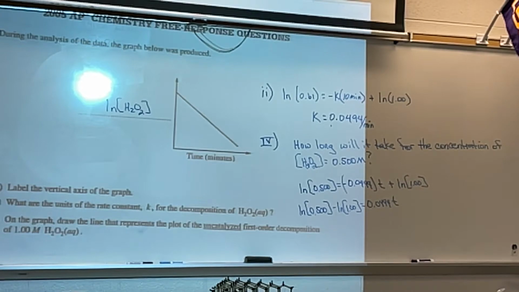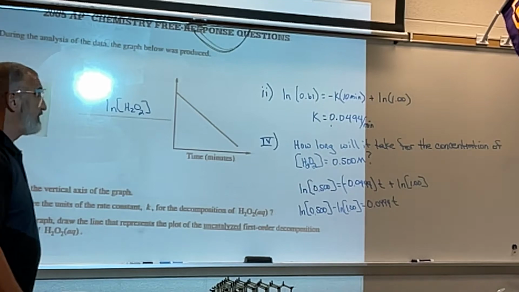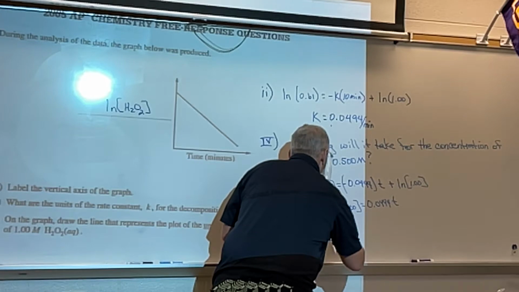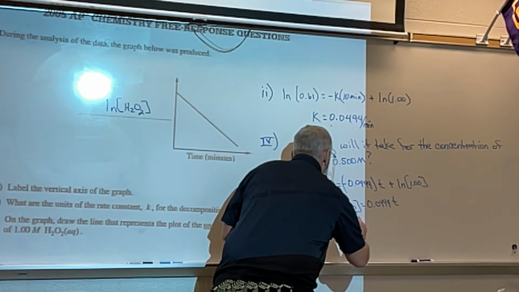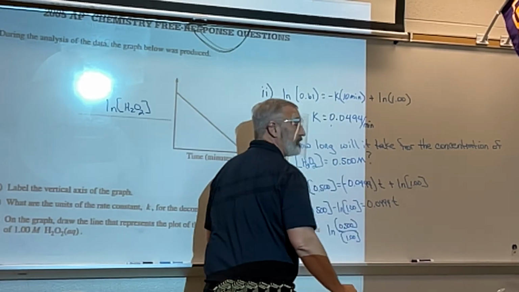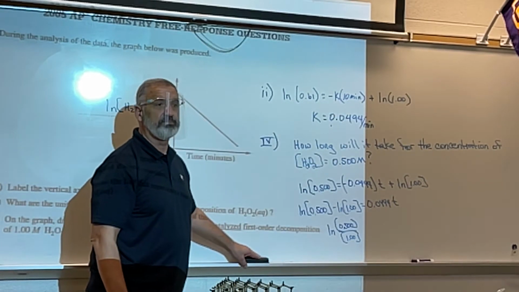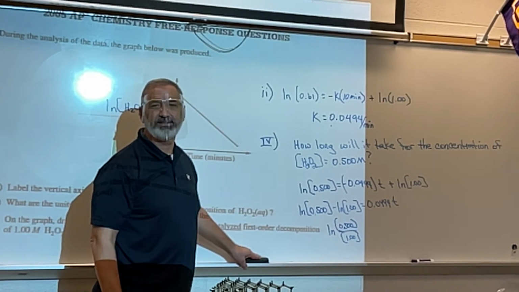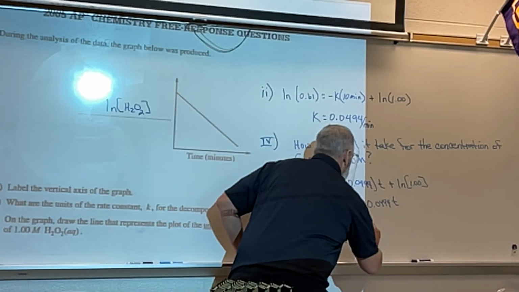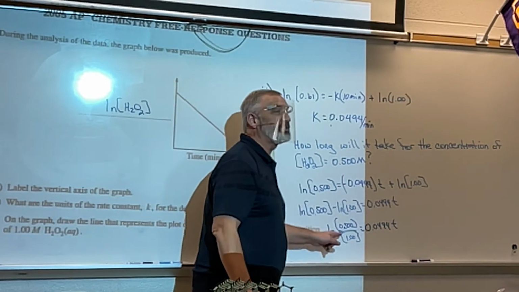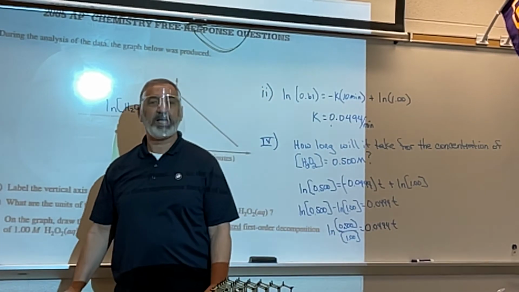When you subtract logarithms, that's like dividing, right? So that would be the same as the natural log of 0.5 divided by 1, correct? You guys thought you only had to do logs in math class. This is going to equal 0.0494 times t. Well, what's the natural log of 0.5?